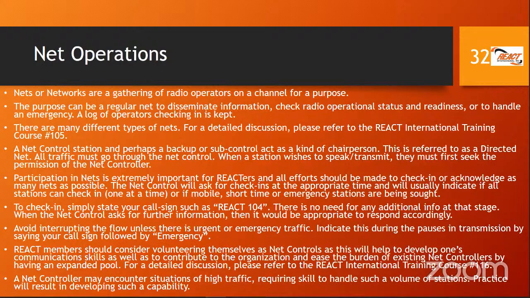Why? Because in emergency nets, where speed of emergency traffic is important, you don't want to be ineffective and inefficient. What we practice in normal times is what we do in an emergency quite often, because that's what we have practiced. So therefore, we want to prepare ourselves for emergency operations at all times. So checking into a net, we just need to give our call signs only.